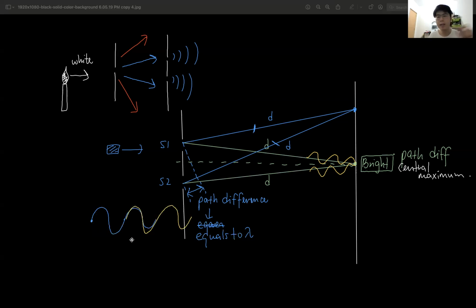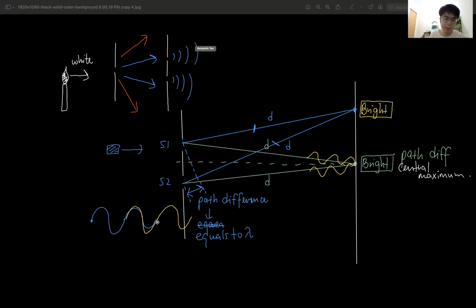So again, the crest meets with the crest. It is still constructive interference. So if the path difference is equal to one wavelength, again constructive interference takes place over here, and you get another bright fringe.